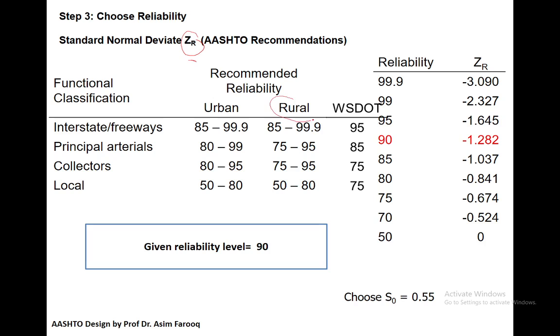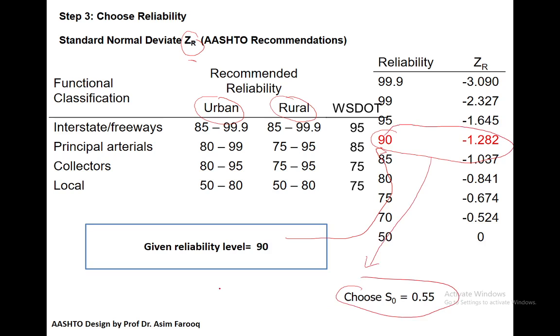According to that, you should consider whether you are going to design for the urban area or for the rural area. We have the reliability factor of 90, from where we can determine the ZR value. We select the value of ZR from the AASHTO table. Here the reliability is 90, so the value of ZR is minus 1.282, while the S naught value is 0.55 according to the AASHTO table.